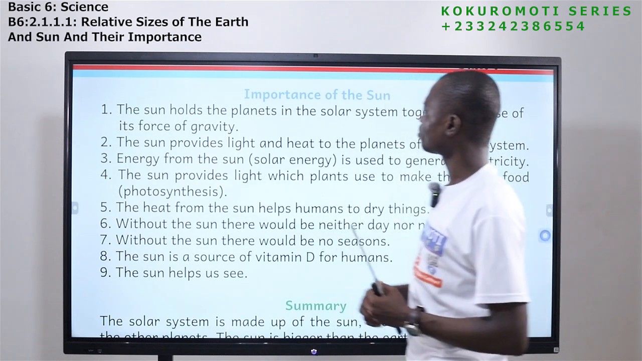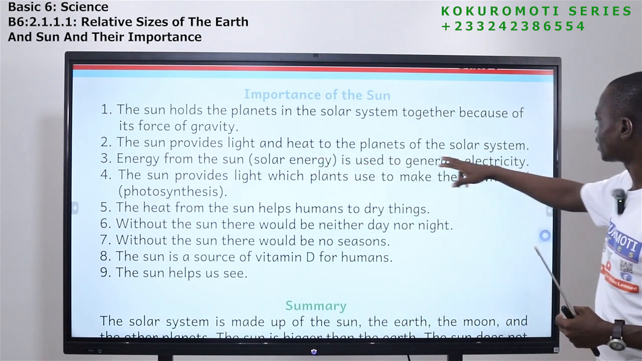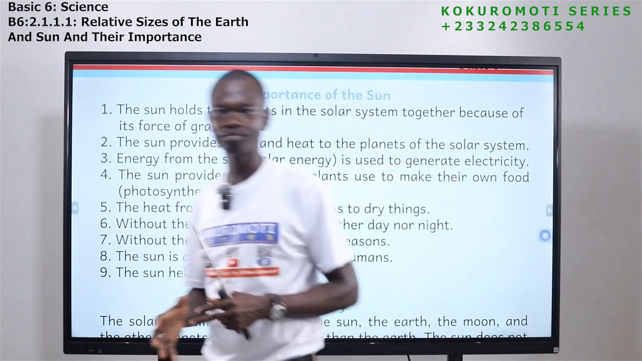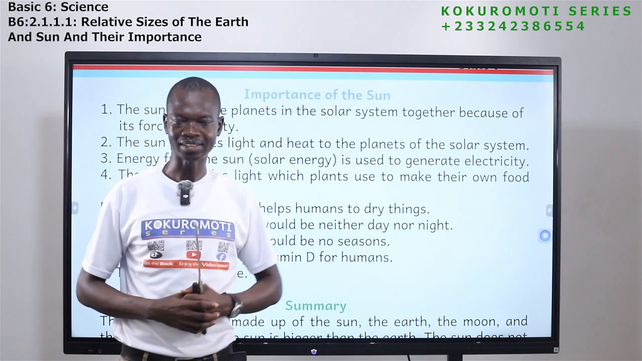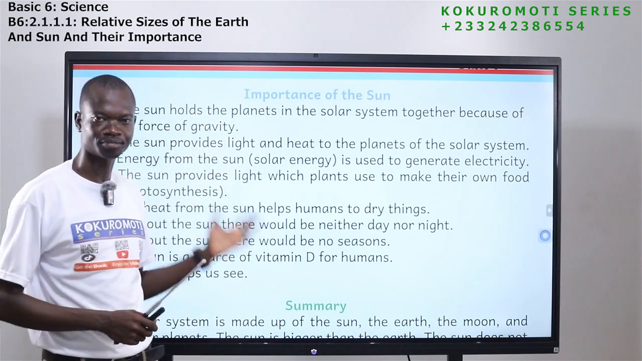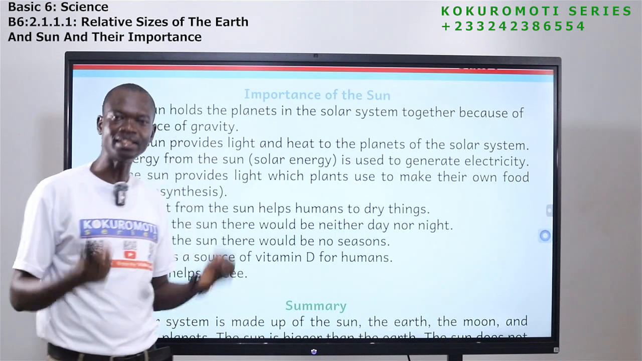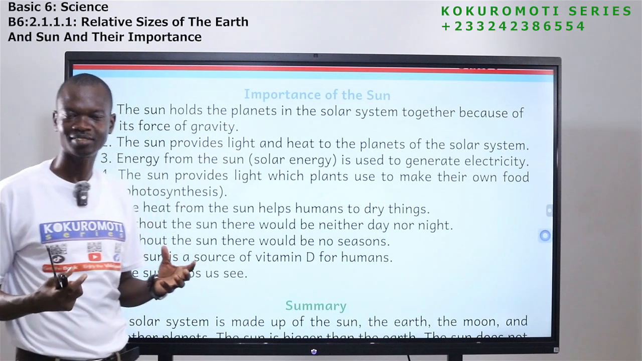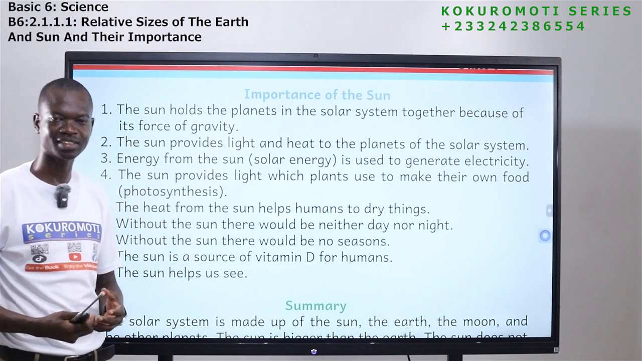Second one, the sun provides light and heat to the planets of the solar system. So all the planets, the heat that they have and the light that they get, comes from the sun. So Earth is one of the planets. The heat and the light we get from the sun, we use the heat for so many things, we use the light for so many things.